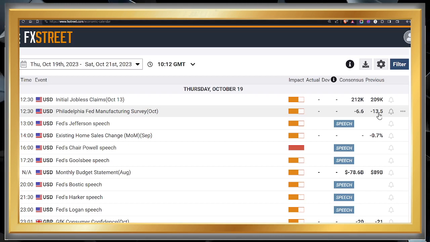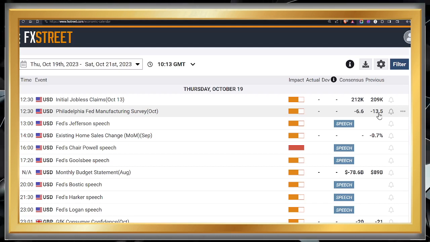Now, if you look at what happened in the month of September, we had a data here at minus 13.5, and we have a general consensus projecting minus 6.6 for the month of October, which is a little bit on the positive side here. So we look forward to see what the actual data is going to be like.